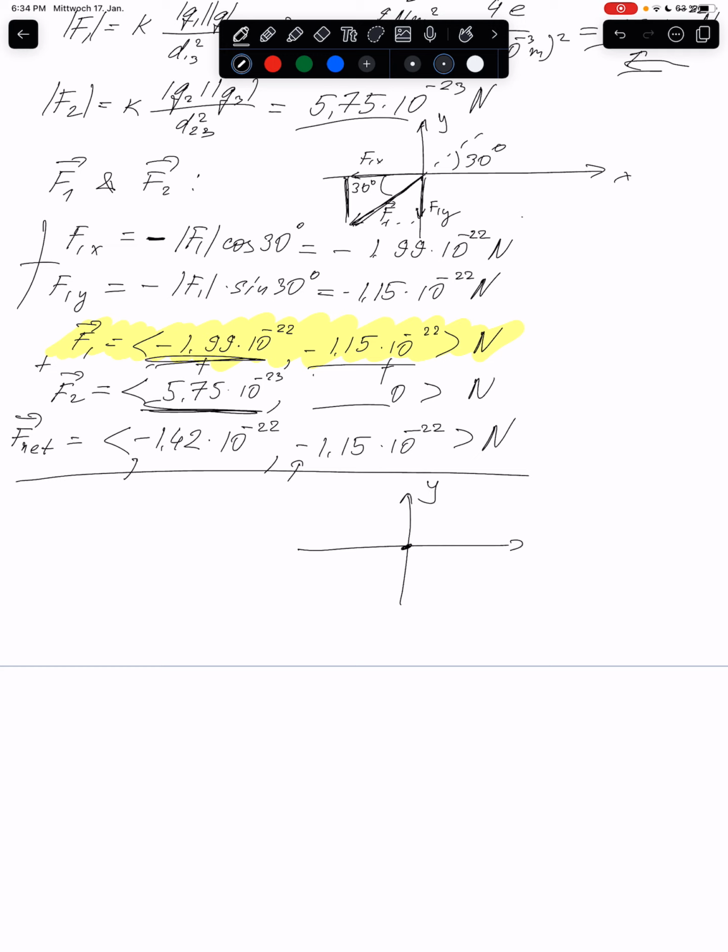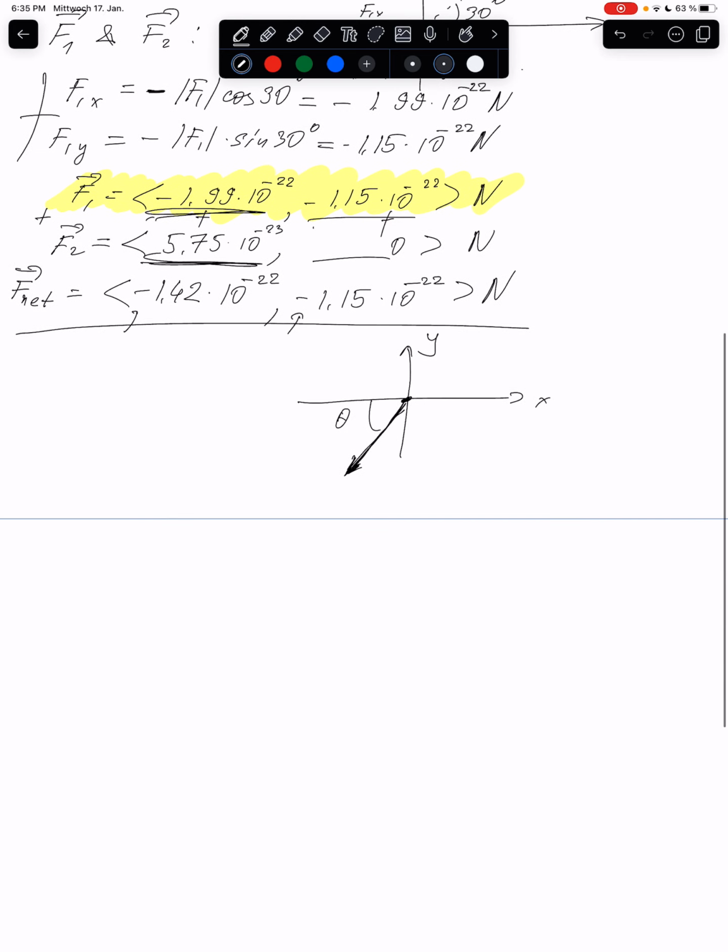So this is y, this is x, both components are negative. It means that it looks something like this. And what we need to find now is the polar representation for this force. In other words, we need to find this angle theta, and we need to find the magnitude of this vector F net.